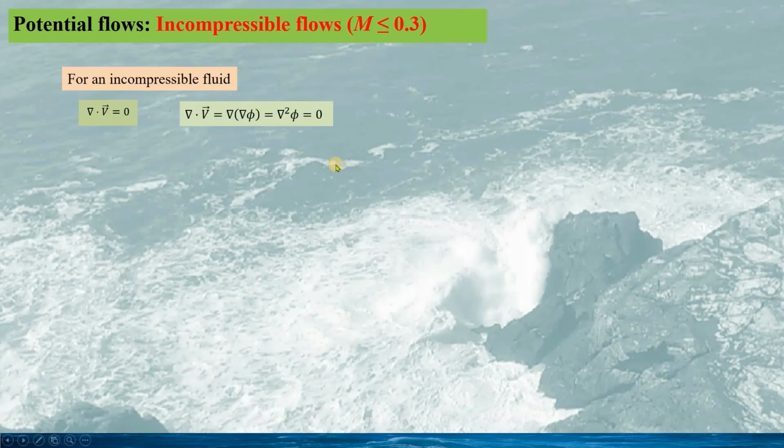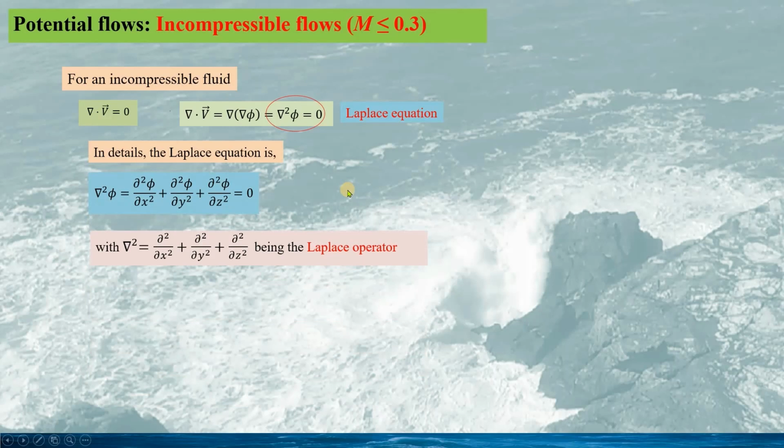So applying the potential function to the continuity equation, we have the expression as this. And this part is an equation called the Laplace equation. This is a simple linear partial differential equation. In detail, the Laplace equation can be given in this form, and here the nabla squared is called the Laplace operator, given in this form.